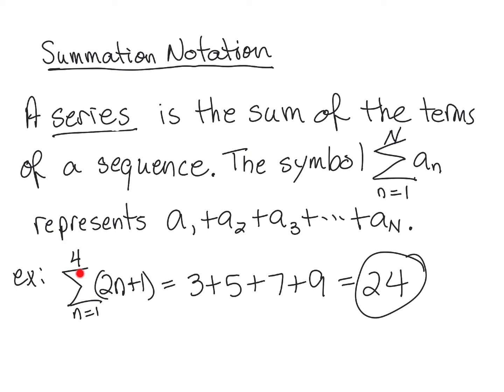We're going to start with 1 and go to 4. So we plug in the 1, we get 3. Plug in a 2, we get 5. Plug in a 3, we get 7. Plug in the last number, the 4, and you get 9. And the sigma says sum them. So you add them all up and you get your answer.